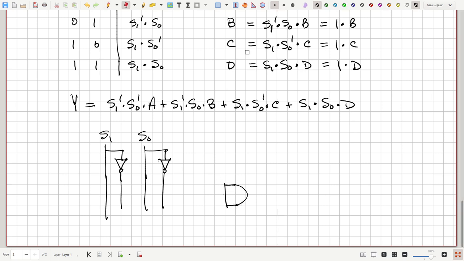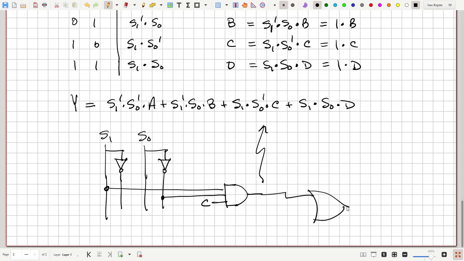So let's say for the 1-0 row, we're going to have S1. So we come over here, grab this guy, and not S0. So this would be not S0. And then the other input would be C. Okay. And that would be that term right there. And just do that for those 4 terms. And then just have a 4-input OR gate over here. And then your output would be your logic function, Y.